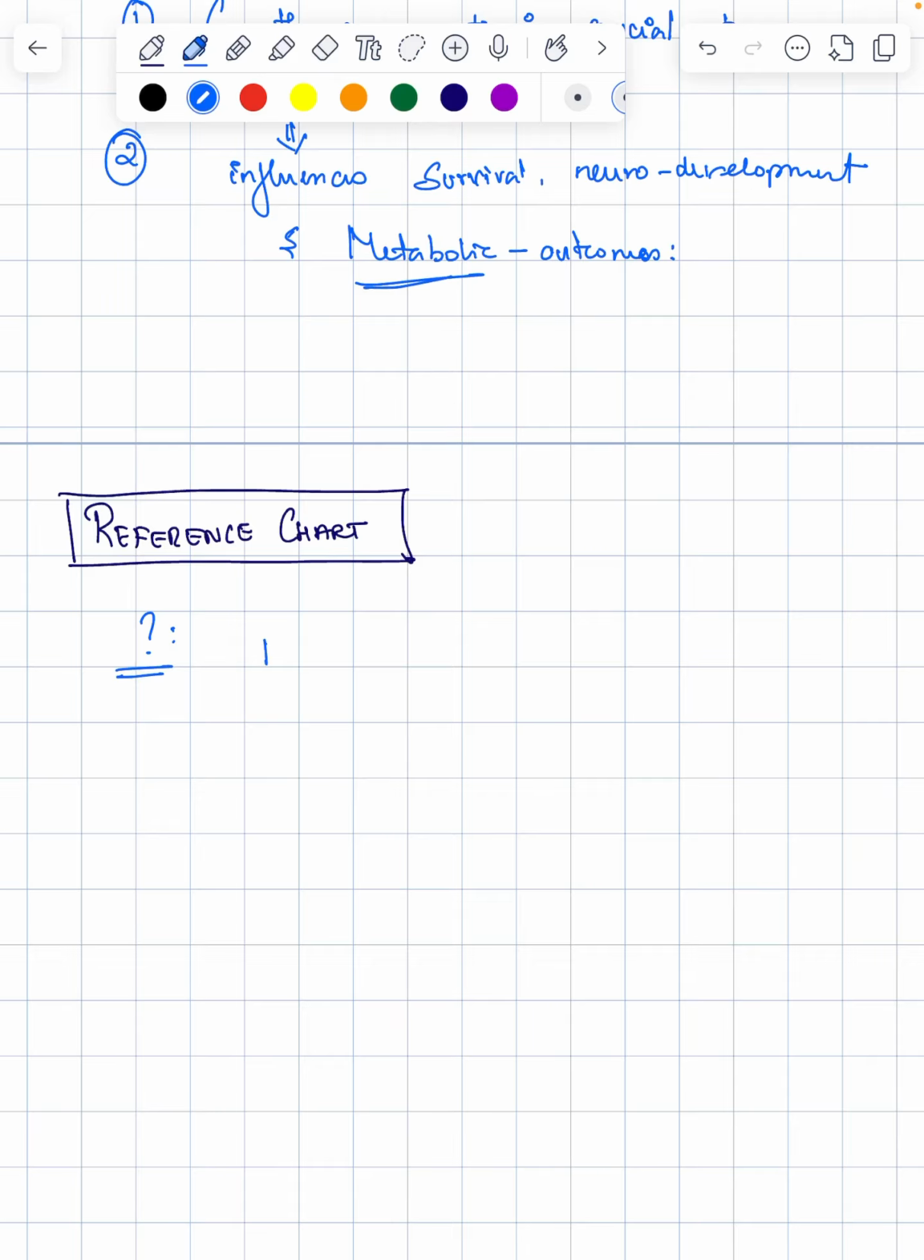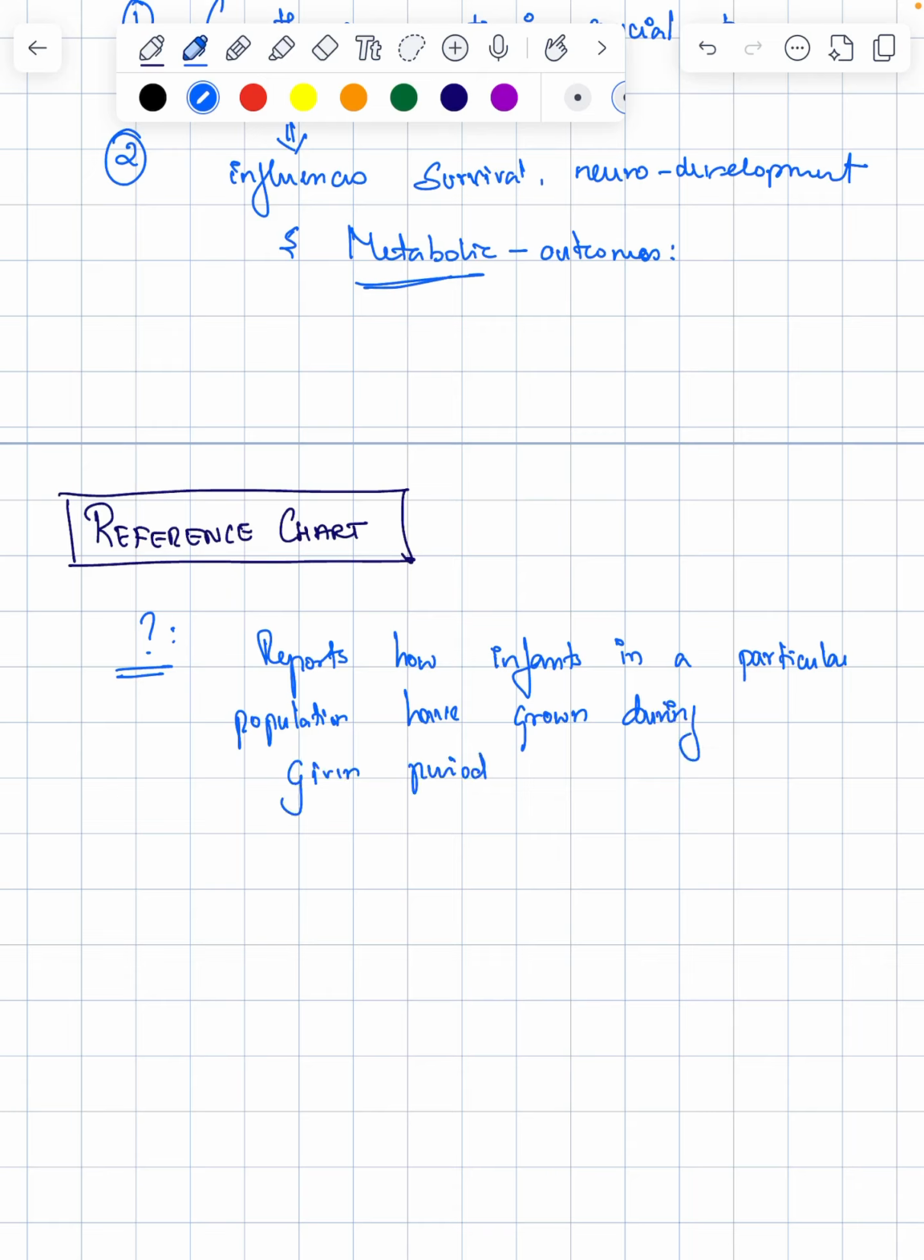So this reports how infants in a particular population have grown during a given period. Okay, so this one is very important. Why? Because you need to know the difference between a reference and a standard chart. So this reference chart is a large retrospective database which includes both uncomplicated and high risk pregnancies.